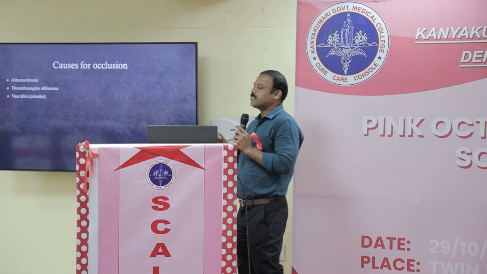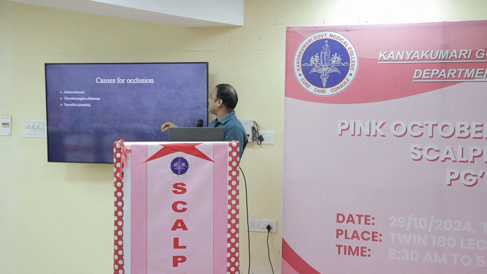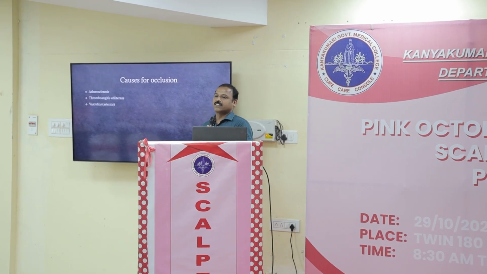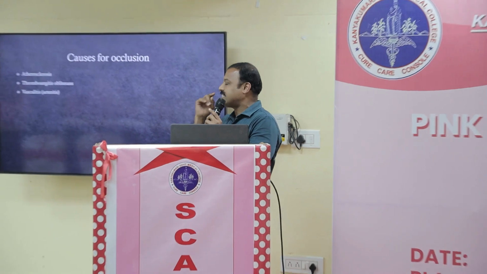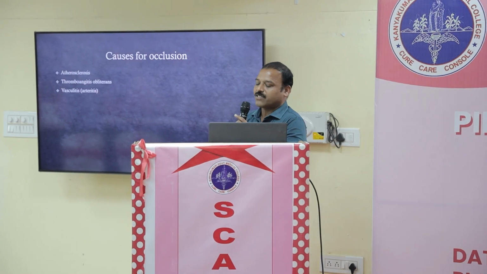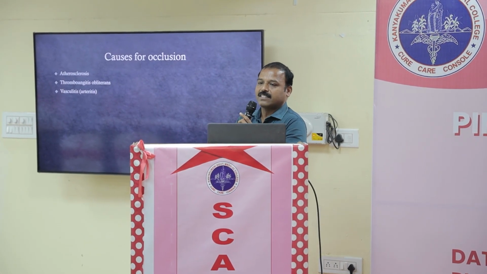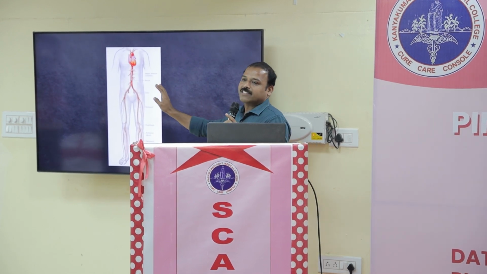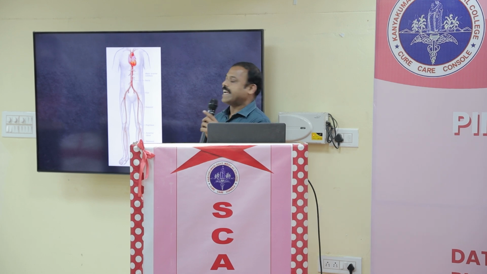Causes for arterial occlusion. So we are going to discuss peripheral arterial occlusive disease. Commonest cause, 90%, is atherosclerosis. Then comes thromboangiitis obliterans. Then vasculitis are the rare causes for arterial occlusion.